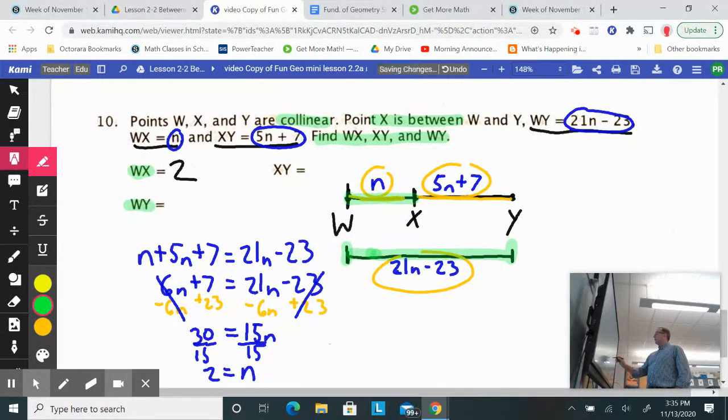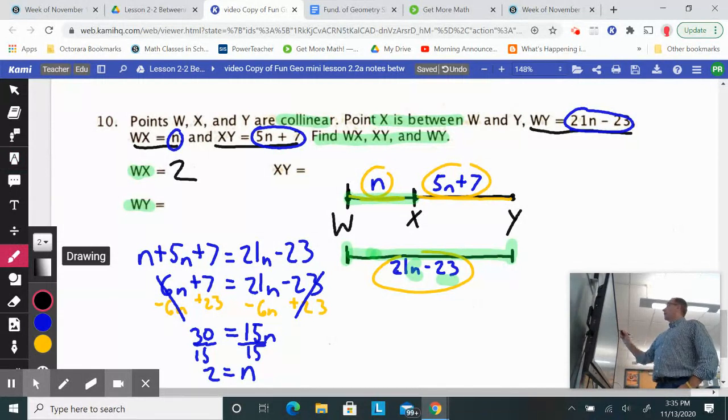All I got to do is put in the 2 where the n is. 21 times 2 is 42. 42 minus 23 is 19. So I go up here, type in 19. Now make sure you check that work with your calculator also.